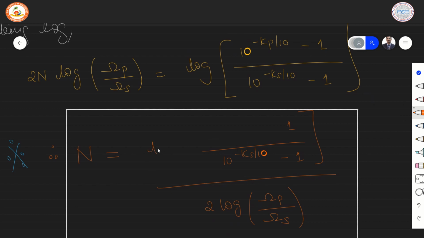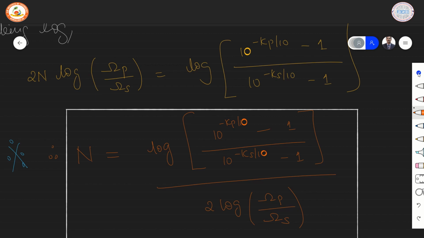log of 10 to the power of minus kp by 10 minus 1 divided by 10 to the power of minus ks by 10 minus 1, divided by 2 times log of omega p by omega s. This is a very important equation which is going to help you to find the order of the particular filter.